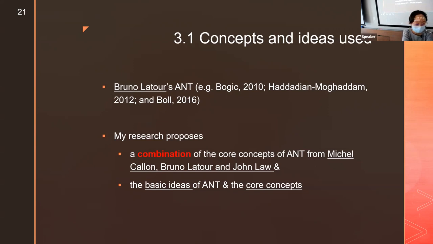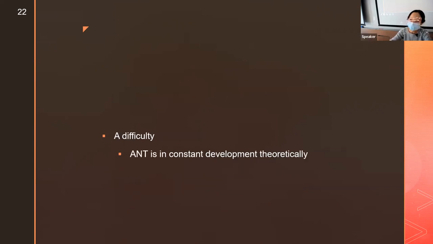In my research, I first introduced the basic ideas of ANT to clarify the logic of the theory, and then moved on to explain its key concepts. But a difficulty in understanding ANT is that the theory is in constant development. This means that different researchers may have given different interpretations of some of the concepts at various scales of application, and as time goes by, some early definitions may change.